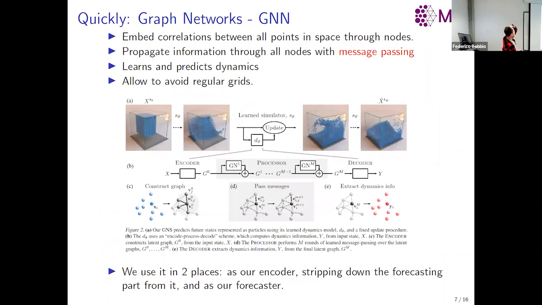Very quickly, because we use this graph network heavily, I want to pay homage to this work by some people at DeepMind. This is a figure I took from the paper. So why use graph networks? It embeds correlations between all points in space through different nodes, and through an algorithm called message passing, it propagates the information. So you can have multiple layers of this.